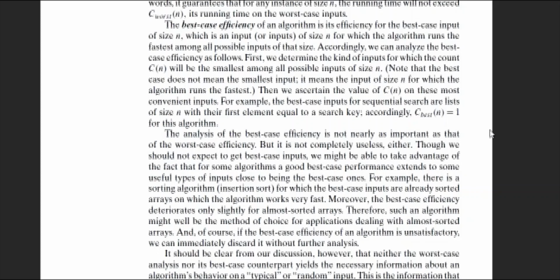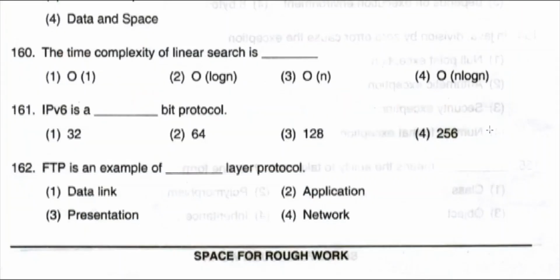So coming to the question, the time complexity of linear search. Big O of 1 is the best case, and the third option, big O of n, is the worst case. The element may be found anywhere, at any time, so we cannot guess. So big O of n is the correct answer. The time complexity of linear search is big O of n, because we compare all the elements in the given array to find the element.